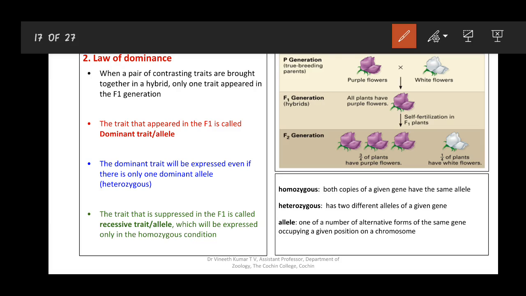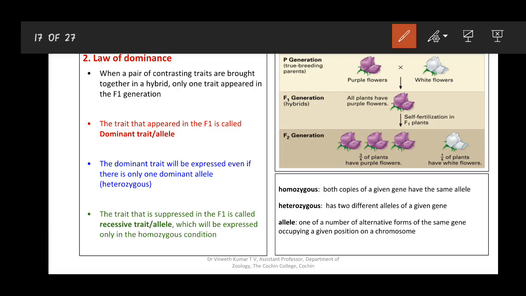When two contrasting characters are selected, contrasting in the sense that Mendel identified the parents in such a way that the characters he selected could be clearly demarcated. If you mix black and white, there is no shade called gray. Gray means it can be some white and some black. So there is nothing called gray, according to Mendel.